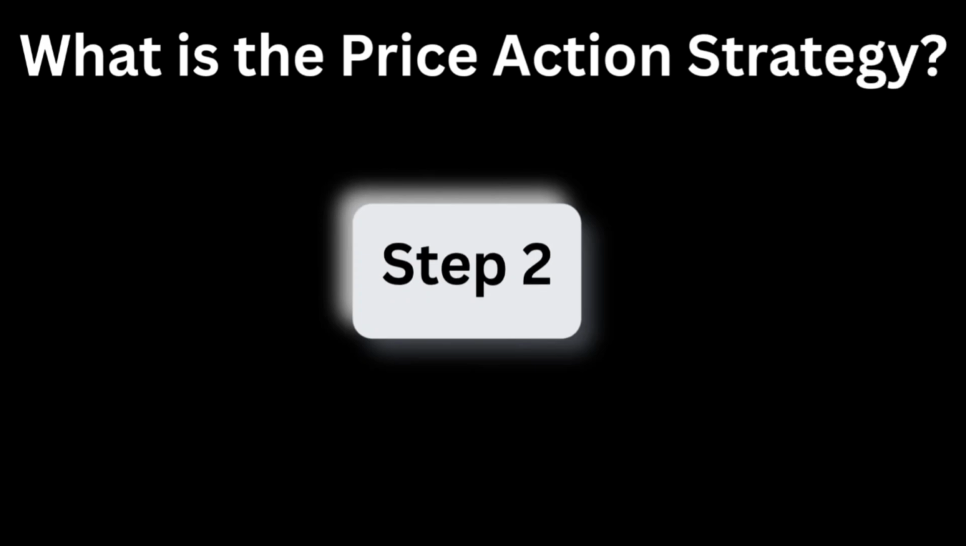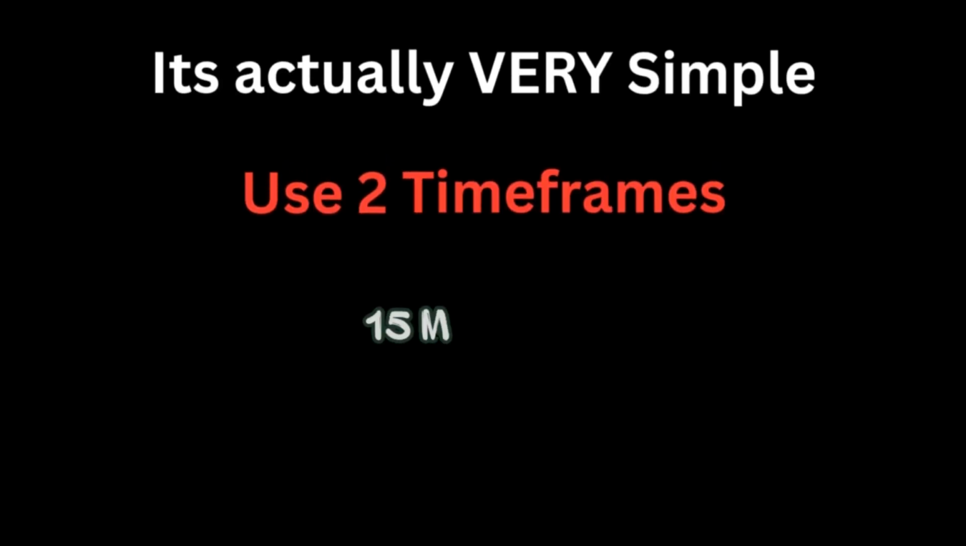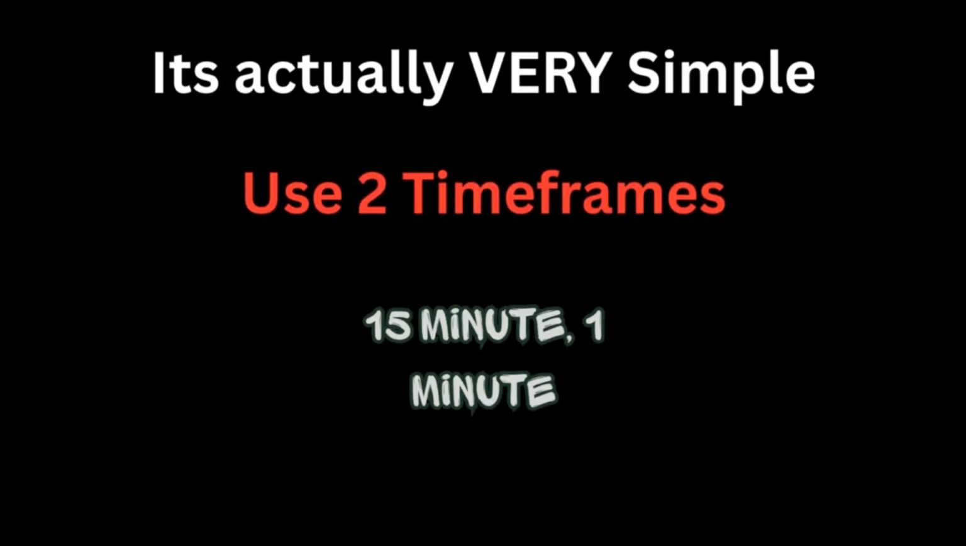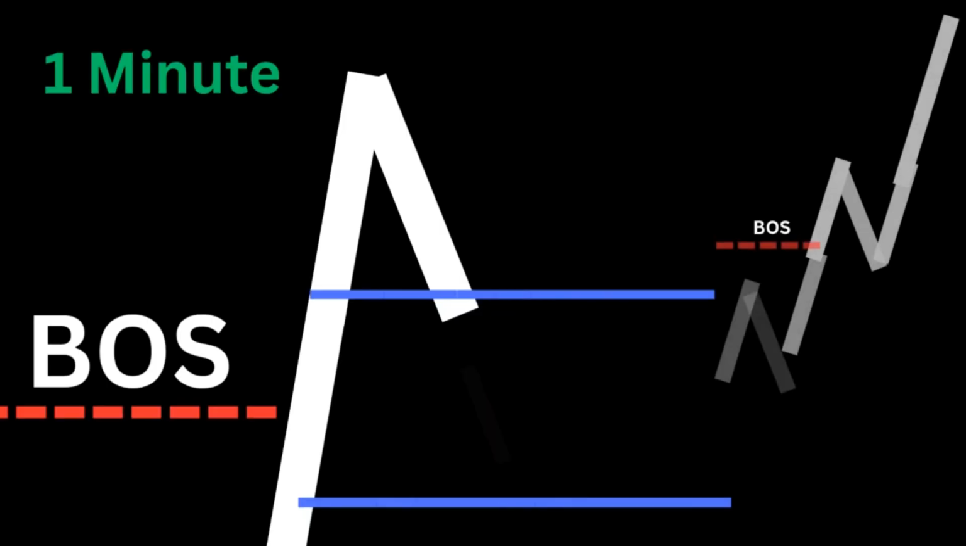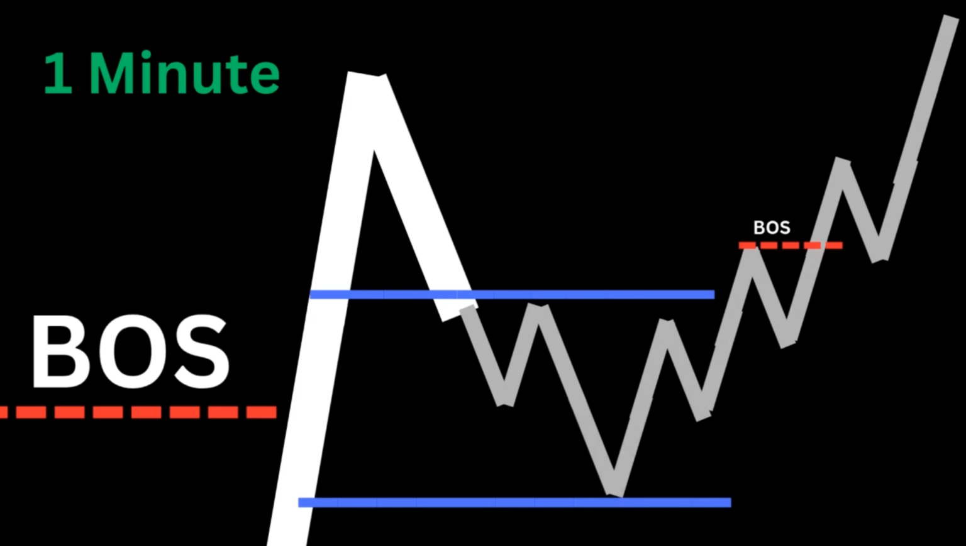Step 2. What is the price action strategy? It's actually very simple. We're going to be using two time frames, for example the 15-minute and the 1-minute. Let's say on the 15-minute chart we get a break of structure, which is just a break above a high. When price retraces on the 15-minute time frame, for example into a bullish fair value gap, that's when we would drop down to the 1-minute time frame and look for the exact same setup.